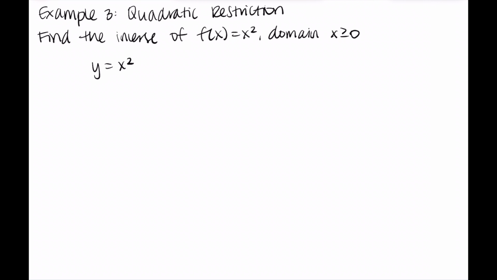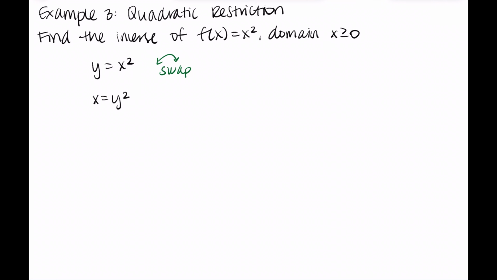Our third example is one of quadratic restriction. We are being asked to find the inverse of f of x equals x squared, with the domain being restricted to only x values greater than or equal to 0. So first off, we're going to rewrite this as a y equals, so we have y equals x squared. Then we're going to swap our x and our y, so we'll have x equals y squared. And then we're going to go through here and solve for y.